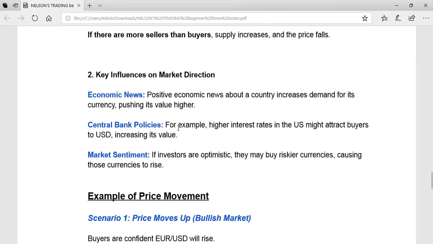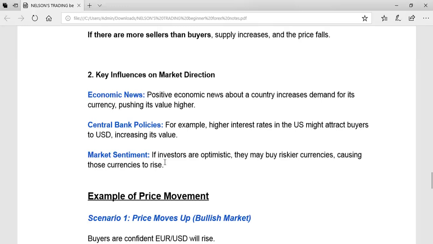Next, central bank policies. For example, a higher interest rate in the US might attract buyers to the USD, increasing its value. Say the US announces that they are increasing their interest rate from 10 to 20%. Most people will want to hold the US dollar because they are going to get more interest in the end. That's why most people will want to hold the USD, and holding it increases its value because most people have trust in that currency.